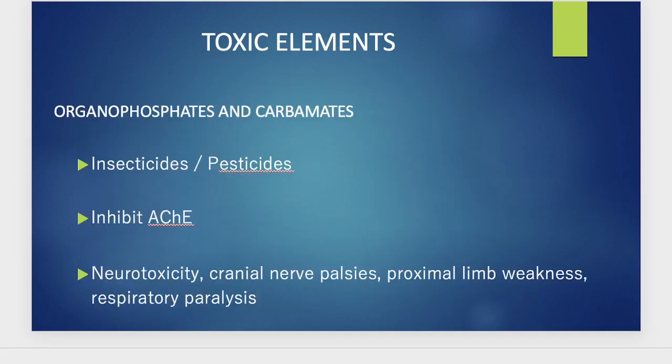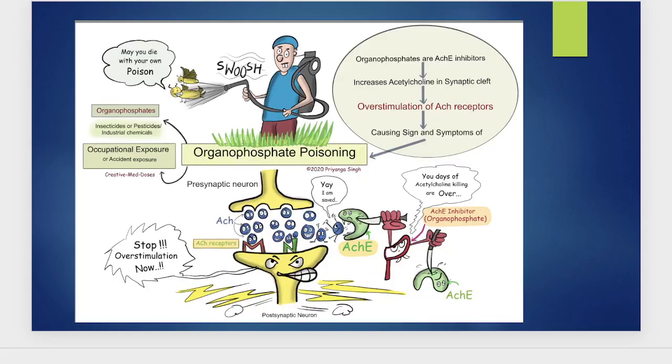So the last part will be your organophosphates and your carbamates. Now we have your insecticides, pesticides. So please take note of this one. This is very important. Your organophosphates are usually present in insecticides and pesticides. This can lead to the inhibition of your acetylcholinesterase. This will lead to neurotoxicity, cranial nerve palsies, proximal limb weakness, and respiratory paralysis. So again, take note, inhibits your acetylcholinesterase.